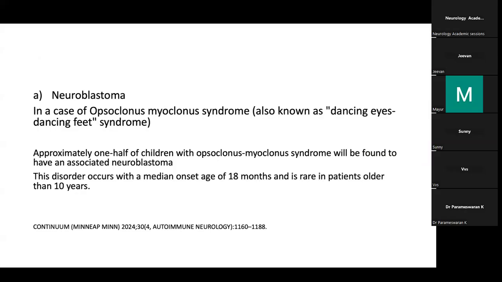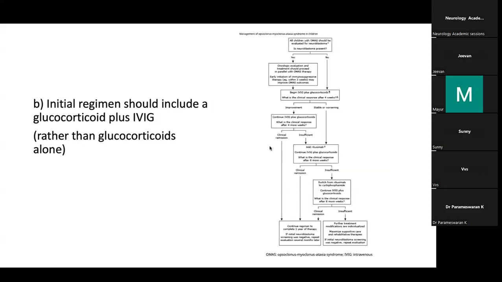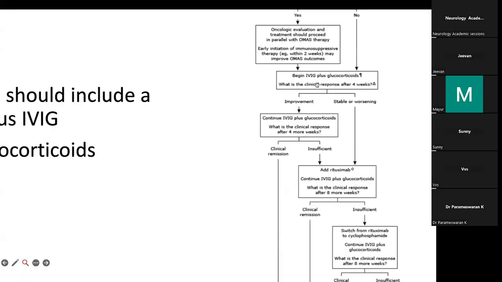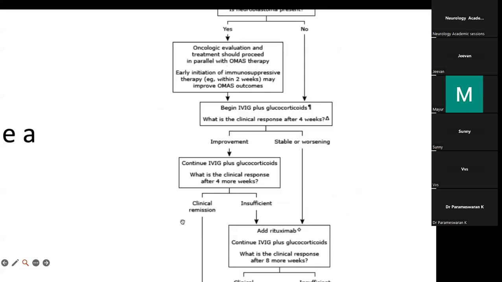The question B, which was the recommended initial treatment, should include a glucocorticoid plus IVIG rather than glucocorticoid alone. Here is a flowchart which shows the same, and the treatment has been divided initially by whether the patient has a neuroblastoma. Glucocorticoid is written in this UpToDate is the answer.